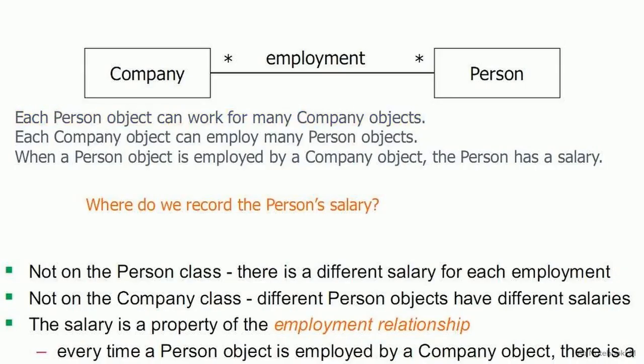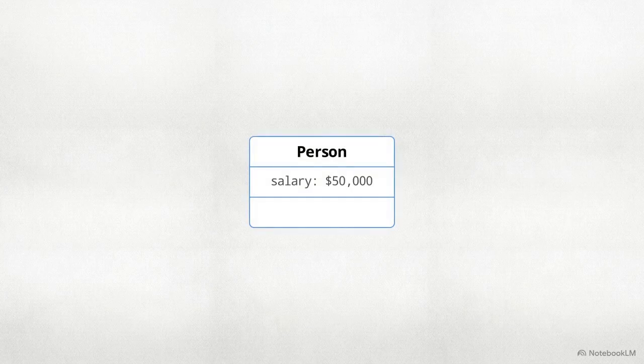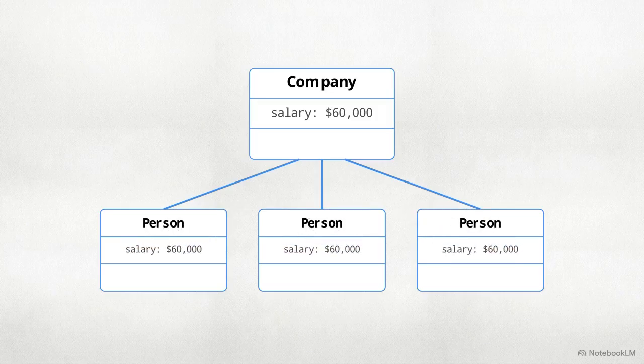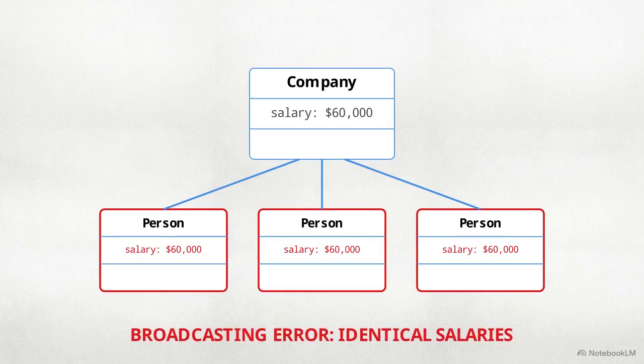If the salary attribute is placed on the person object, taking a second job would overwrite the previous data, destroying their employment history. If the salary is placed on the company object instead, the system would apply one single salary uniformly to every employee in the database.